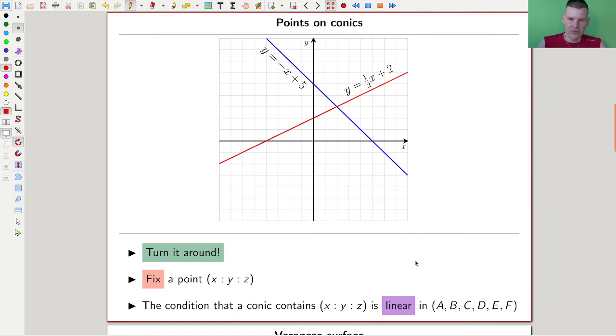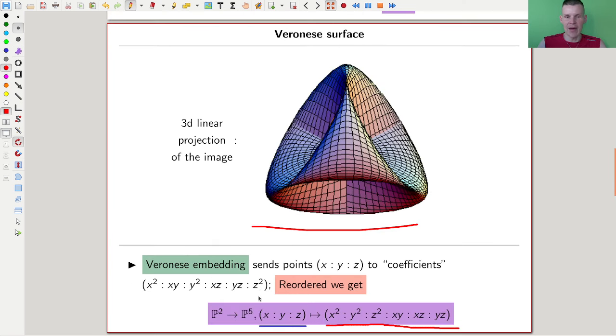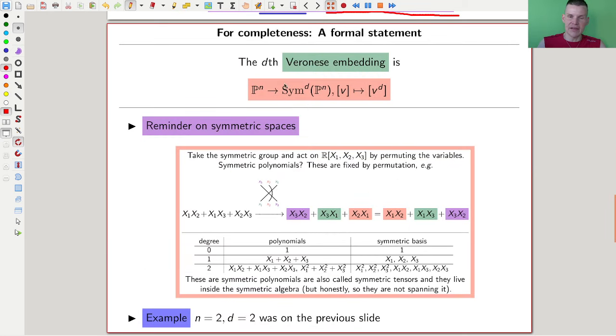So what I did is I explained how to replace points with coordinates, and this gives you a map from a 3-dimensional space to a 6-dimensional space in this case. And the generalization of this is the following. It is actually just a map, and you can do it for any d, this embedding, of whatever you start with, P^n, into its d-th symmetric power. Before, I had n is 2 and d is 2. That was the example on the previous slide.